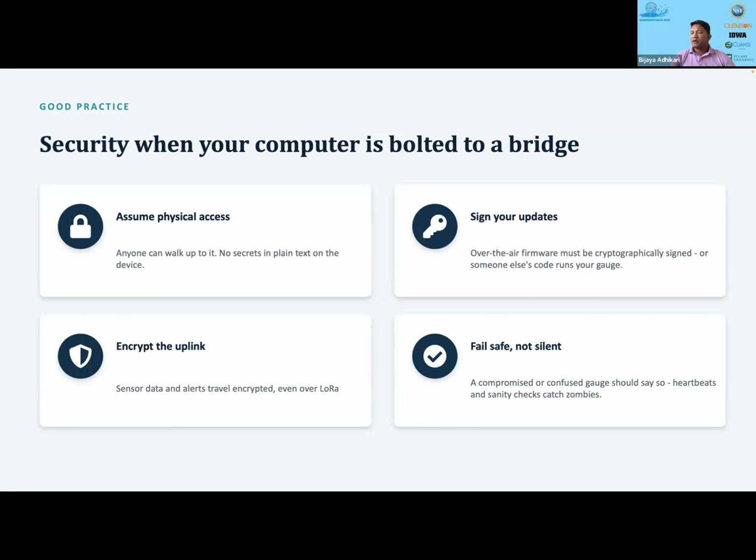It's also best practice to make the device fail safe. A compromised or confused gauge should say in the data, "Hey, look, I don't know," rather than sending out zeros or staying silent. That informs whoever is aggregating or looking at the numbers that something's wrong here, and maybe this data is not as trustworthy. So it makes the eventual model better.